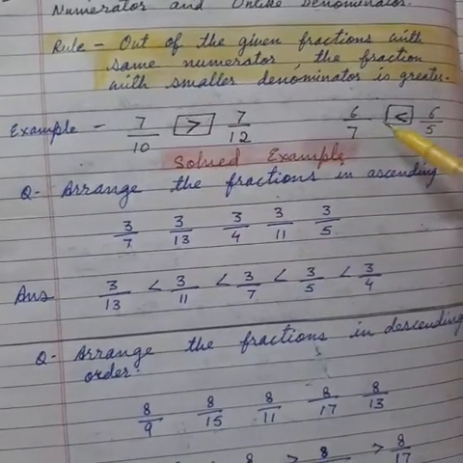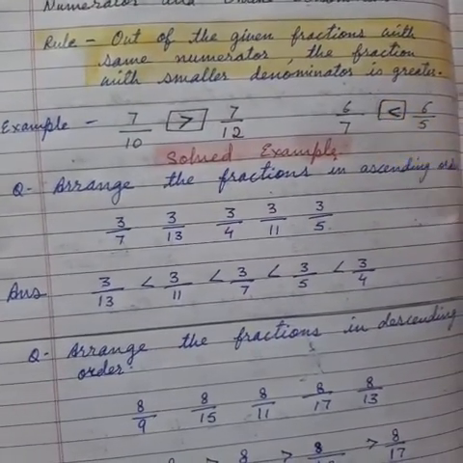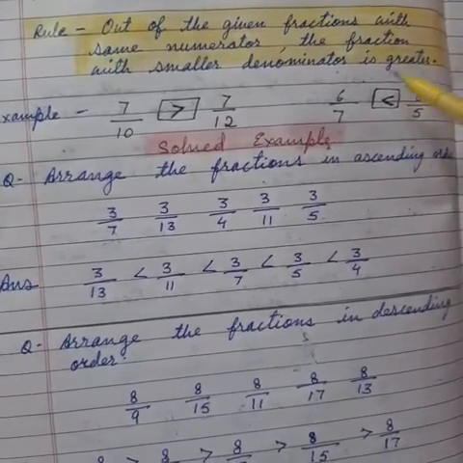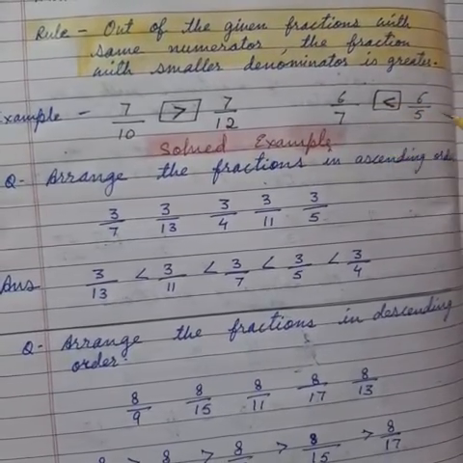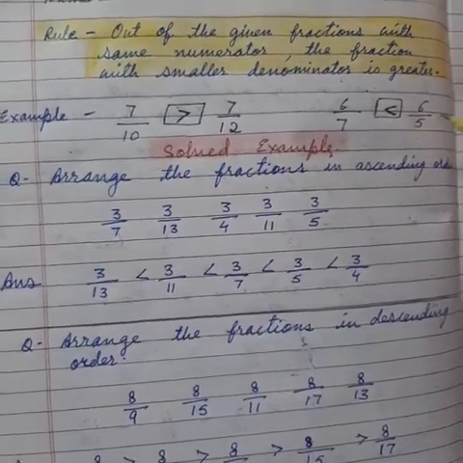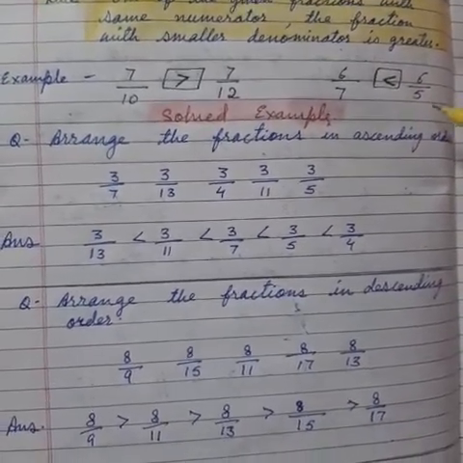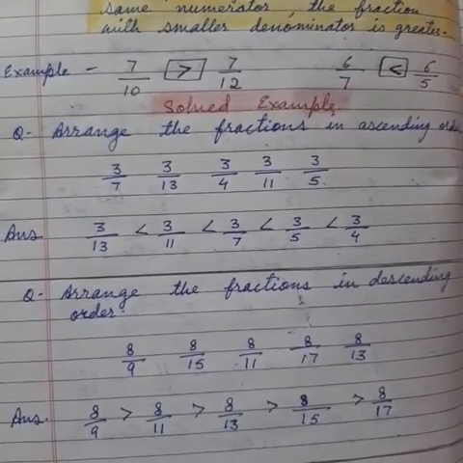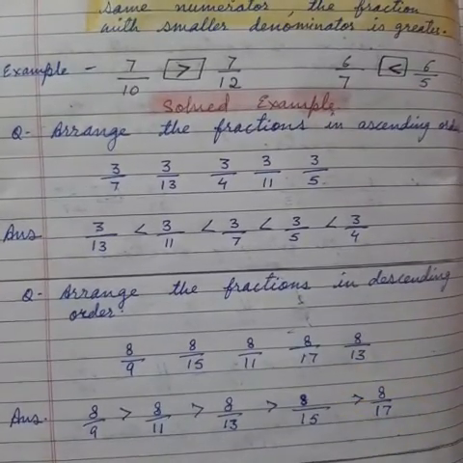Let us see the other example. Here we have 6 upon 7 and 6 upon 5. So we see that in these two fractions, the numerator is same, but 5 being a smaller number, so this fraction is the bigger fraction. Now let us see some solved examples.